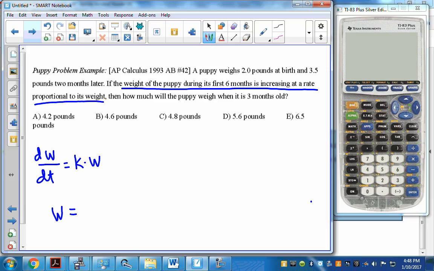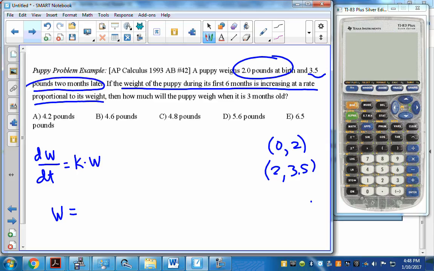let's see, we've got at 0 months, 2 pounds, and at 2 months, 3.5 pounds. That was given here. All right, 2 pounds at birth, and then 3.5 pounds 2 months later. Okay, so this is my time and my weight. Okay, so let's go and write down the equation. The weight is going to be the initial weight, which is 2. The ratio is going to be 3.5 over 2. And the exponent is going to be t over 2.